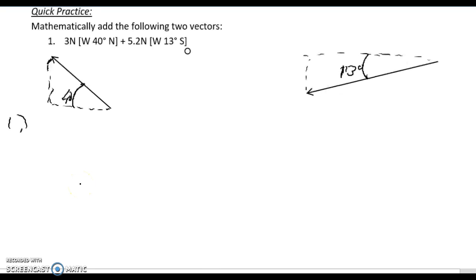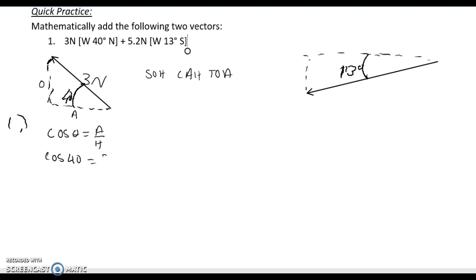First one, we're going to try to find this adjacent side and this opposite side. So remember, we're going to use trigonometry to find those lengths of the adjacent and opposite sides. In order to find the adjacent side, you're going to use cosine. Remember, cosine of theta is equal to adjacent over hypotenuse. The hypotenuse here is 3 newtons. So cosine of 40 degrees is going to equal adjacent divided by 3 newtons.